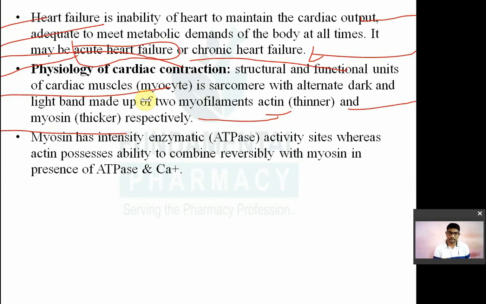So myosin has intrinsic enzymatic ATPase activity sites, whereas the actin possesses the ability to combine reversibly with the myosin in presence of ATPase and calcium.